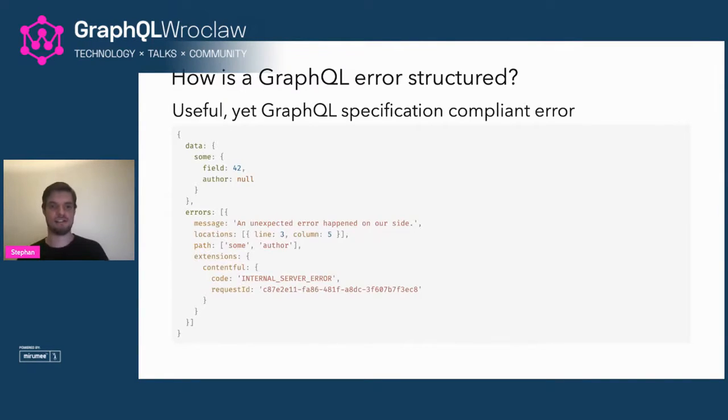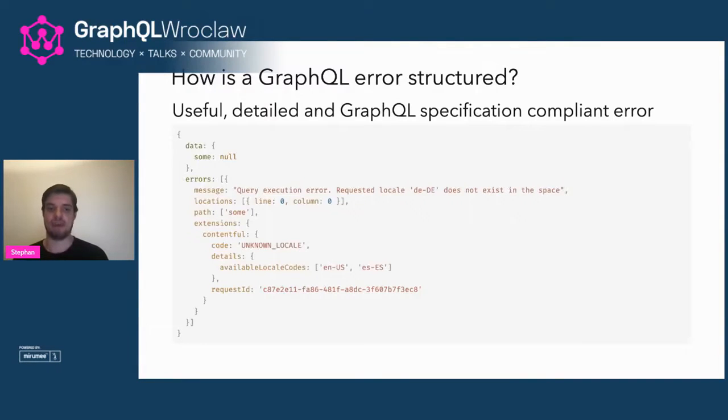So with that knowledge, this is what a useful yet GraphQL specification-compliant error looks like. As you can see here, we have put in there the extensions with Contentful, and now we have a code, internal server error, and we have a request ID that you could send to support and ask what is going on.